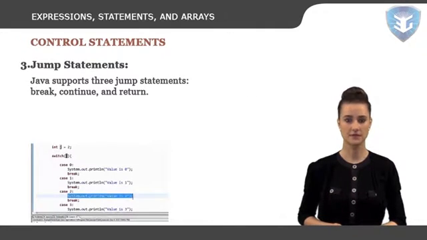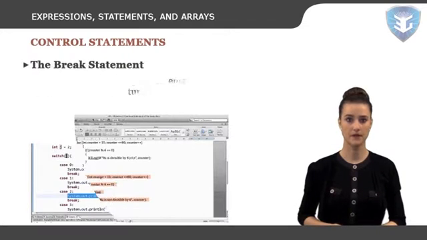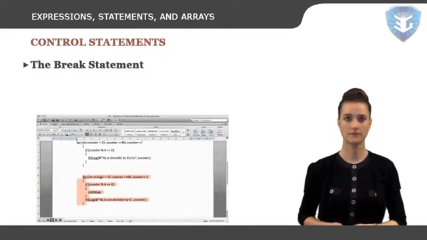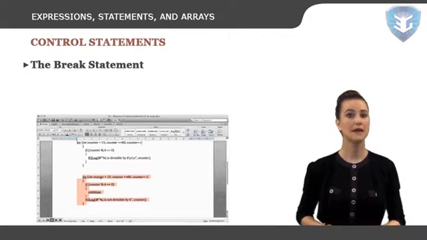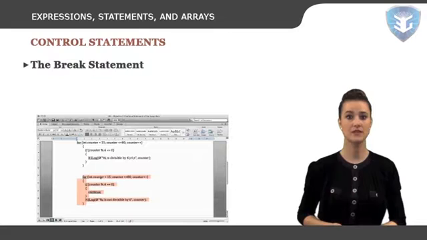3. Jump statements. Java supports 3 jump statements: break, continue, and return. These statements transfer control to another part of the program. The break statement. This statement is used to jump out of a loop. Break statement was previously used in switch case statements. On encountering a break statement within a loop, the execution continues with the next statement outside the loop. The remaining statements which are after the break and within the loop are skipped. Break statement can also be used with the label of a statement.